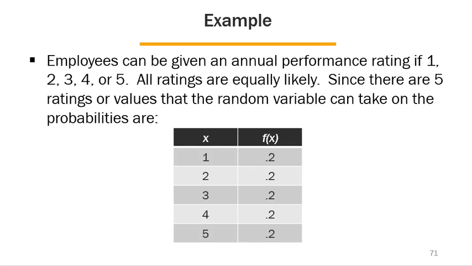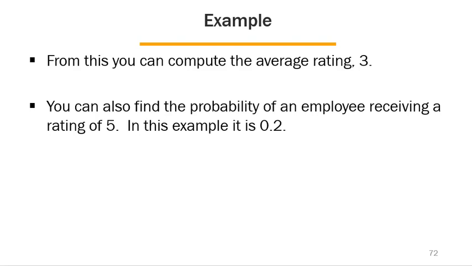So in the table there, the f of x, the probability is 0.2, 1 over 5, for each of the possible outcomes. Now in this case, you can compute the average rating, or mean. It's going to be 3. If that's not clear, I recommend you pause the video, or at the end of the video, you double check that using the formula. So you would have 1 times 0.2 plus 2 times 0.2 plus 3 times 0.2 and so on, to get that average of 3. You can also find the probability of an employee receiving a rating of 5 or any other value. In this example, it's 0.2. So it's just reading off of the table that was shown before. It's just going to be 1 over n, whatever n happens to be in a given example.